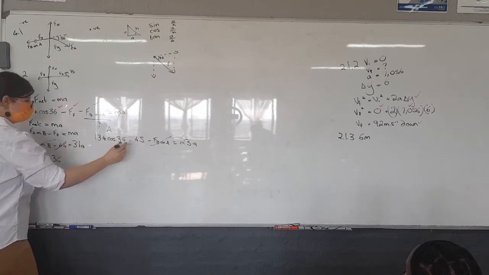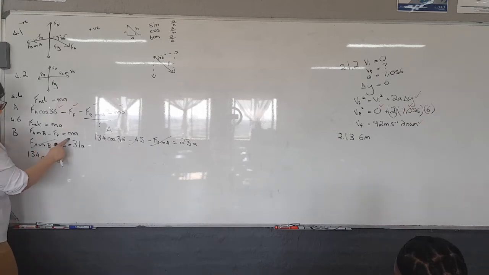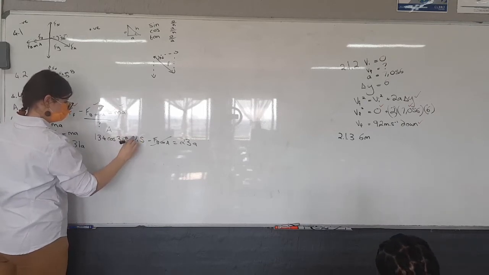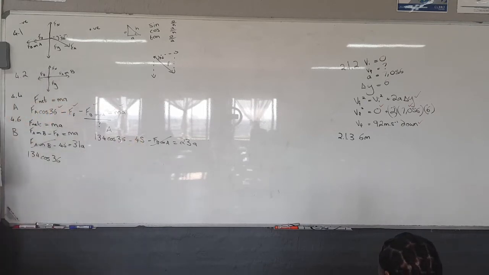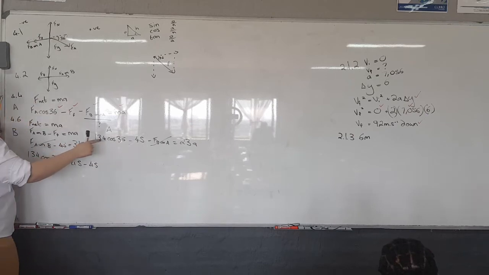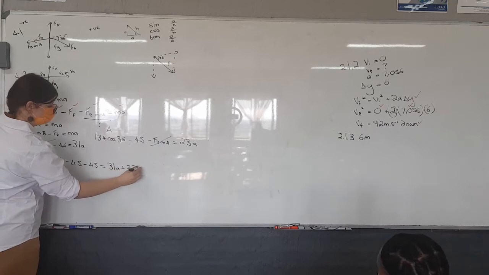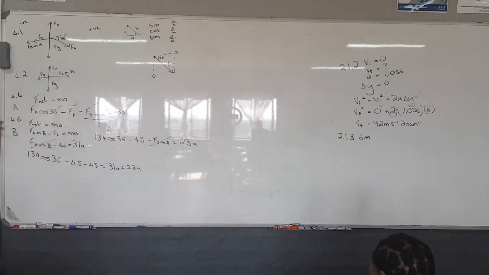The 45s cancel. Oh, my 45s don't cancel, do they? So that means I have minus 45 minus 45. So then I've got the left side equal to 31 a plus 23 a. Now I can solve for a. a is 0.34.